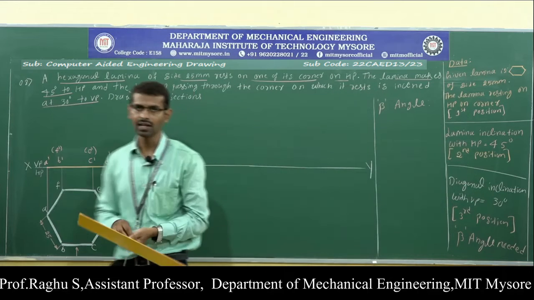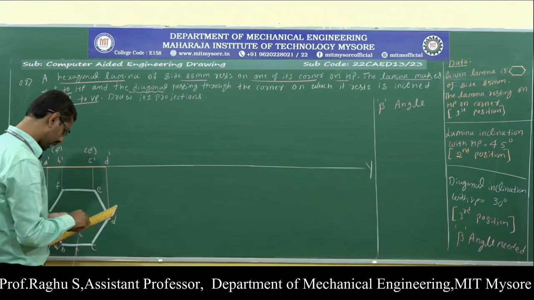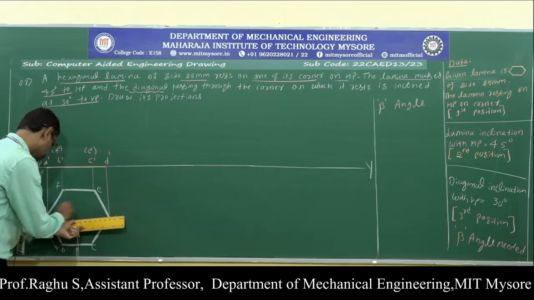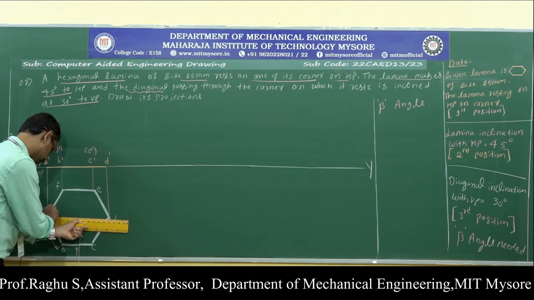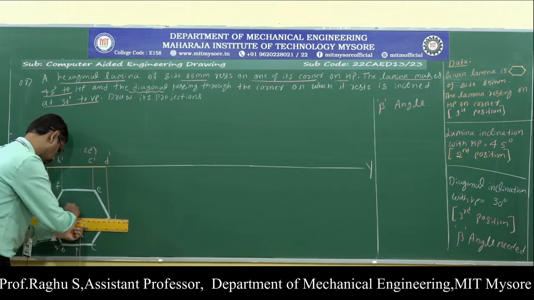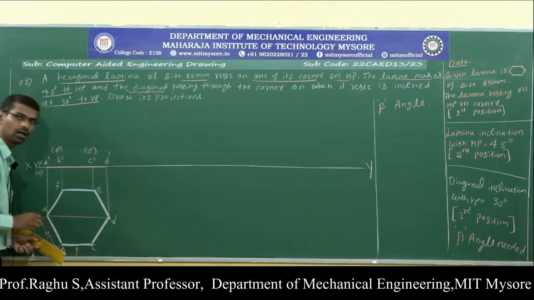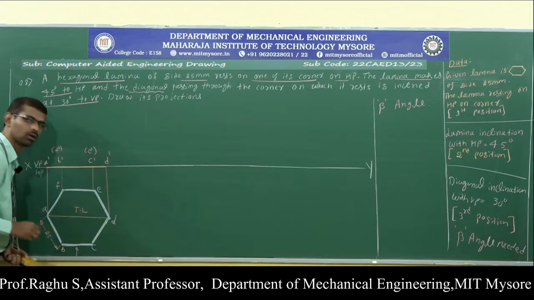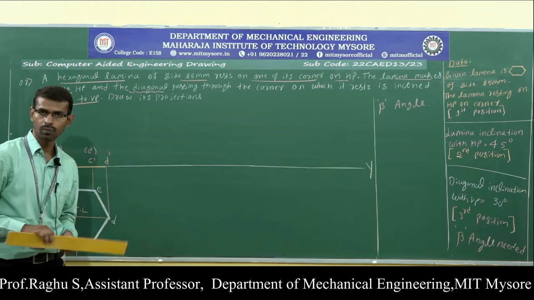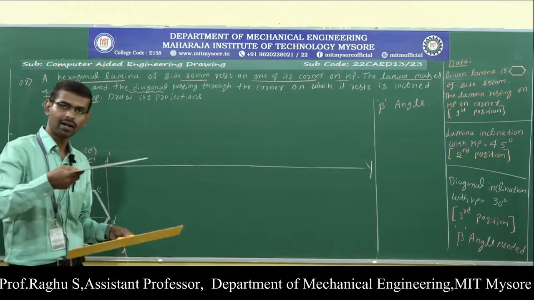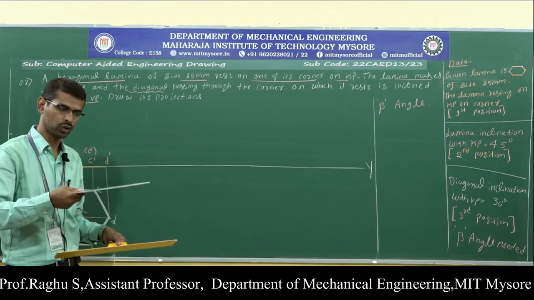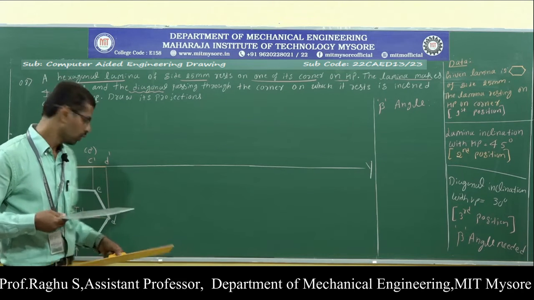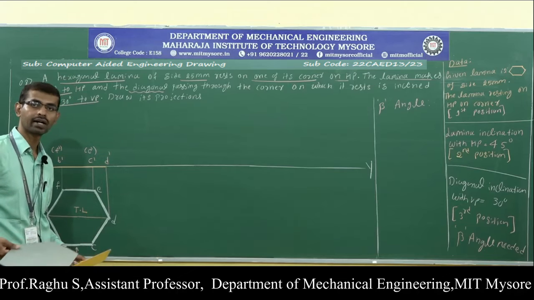Next, since it is a diagonal inclination problem, draw the diagonal using a thin line. So this is the true length of the diagonal. Why is it called the true length? Because when the lamina is parallel to HP, or when it is placed on HP, the length of the diagonal will not get changed. Therefore, it is called the true length of the diagonal.